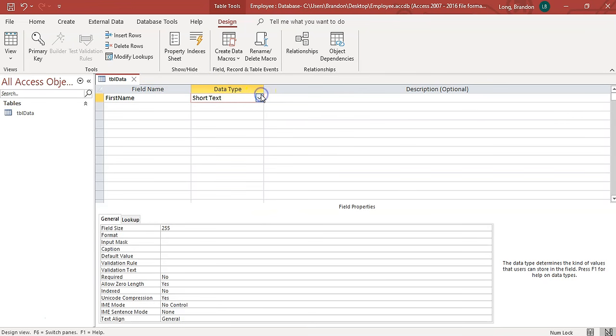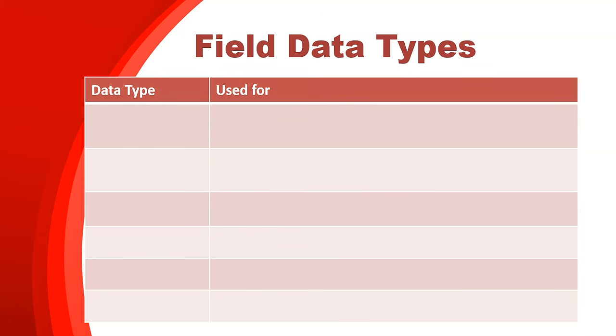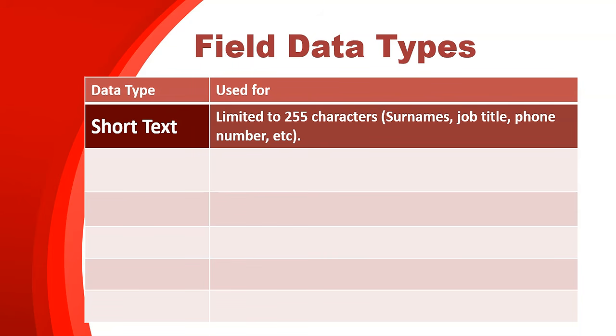So let's talk about what those options are. We have different fields, and we can have different types of data that are stored in those fields. The most common type of data that we'll store in them is short text. So when we've got anything that's limited to 255 characters, maybe a surname, a job title, a phone number. Now, some of you are thinking phone number, that's like a number, but I'll come back to why we store it as text. But basically anything that's limited to 255 characters or less. So most of the time you're going to use short text.